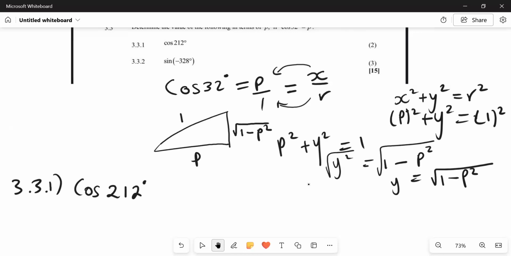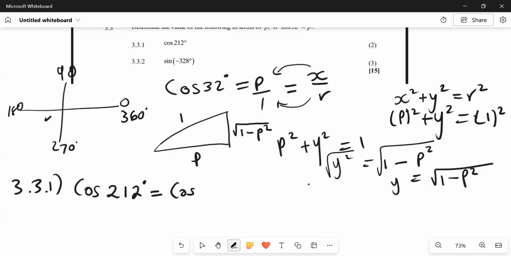Where does 212 lie according to our CAST diagram? Go back to the CAST diagram. 0, 90, 180, 270, 360. Ne? It lies in quadrant number 3. What happens in quadrant number 3? 180 plus. So we can change this in the form of 180 degrees plus, make sure you use your 32. So this can be changed into 180 plus 32, right?